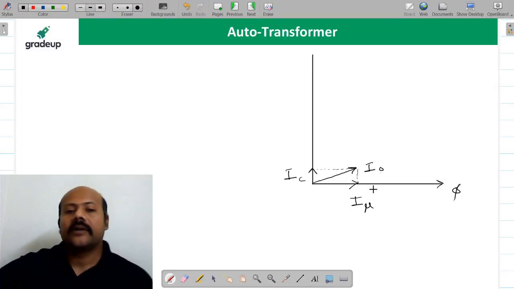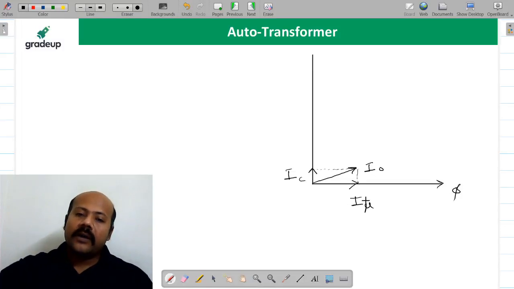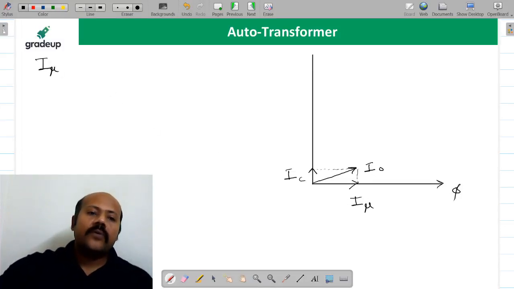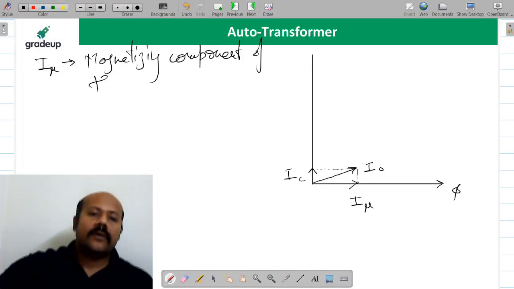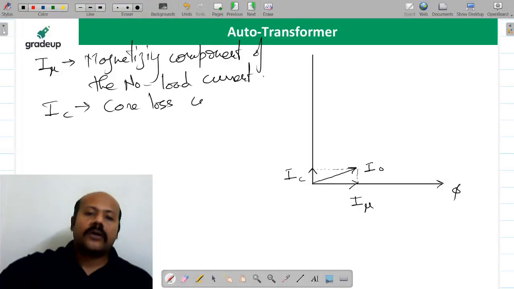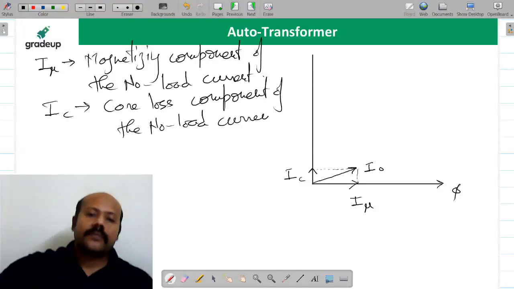This is your I0. This is the magnetizing component of the no load current. What is I mu? I mu I am writing as the magnetizing component of the no load current. Yes. What is IC? IC is the core loss component of the no load current. I hope you are getting this.